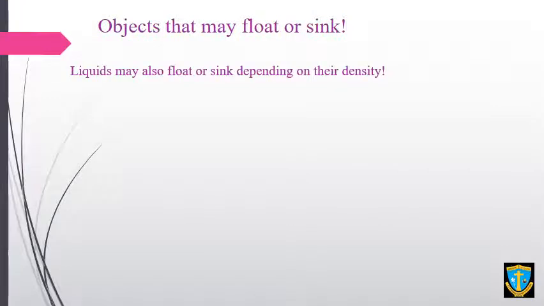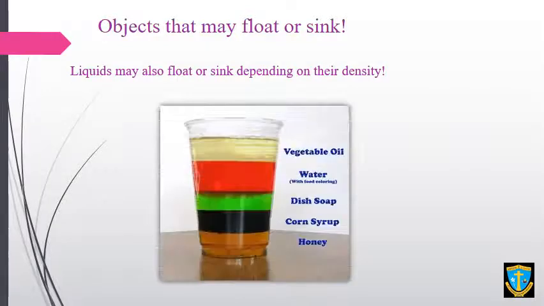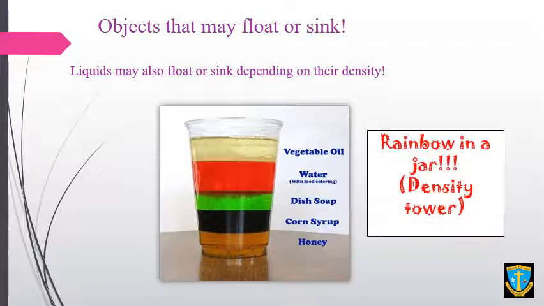Liquids may also float or sink depending upon their density. Density means how heavy the liquid is or how light the liquid is. The denser the liquid, the heavier it is, and it will settle at the bottom. Like this one, we have a rainbow in a jar. This is called a density tower. You can try this out at home.